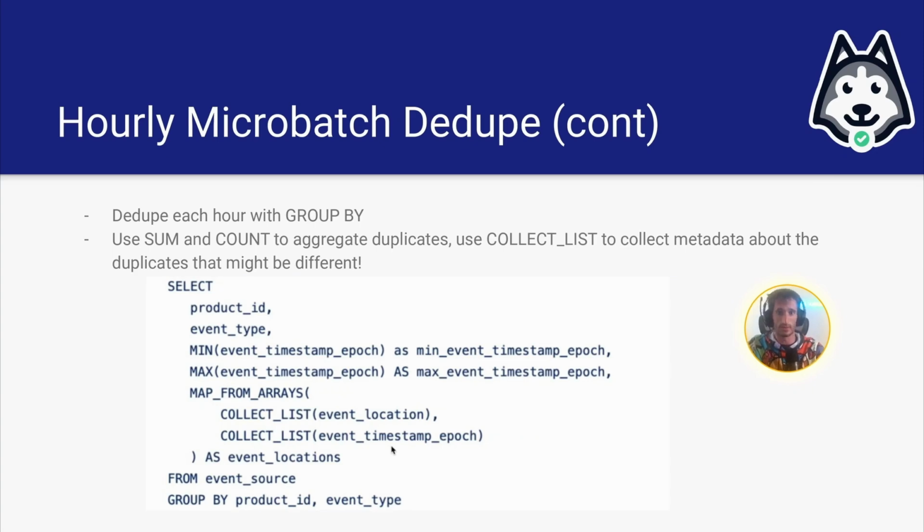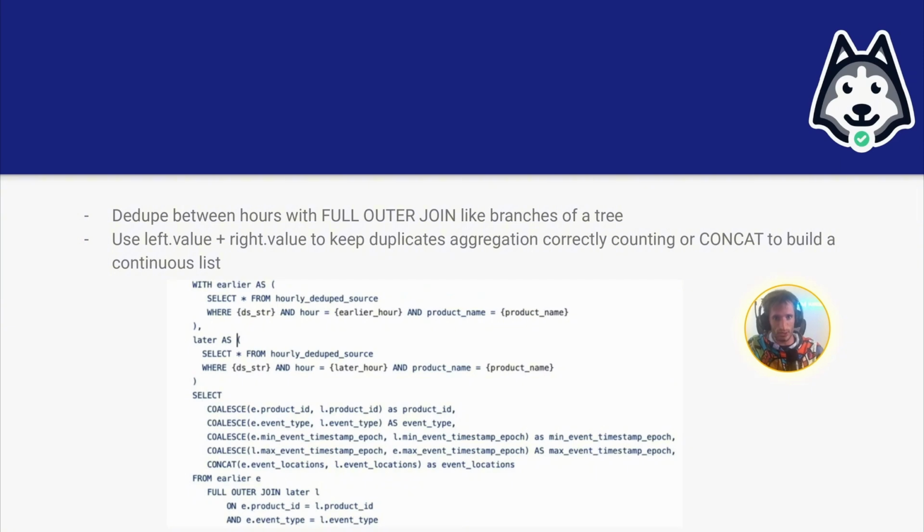So that's step 1. Then step 2, what you do is a full outer join between hours 0 and 1, or hours 2 and 3, or hours 4 and 5, etc. What this full outer join does is eliminate duplicates across hours. So if there's a duplicate that happened in hour 0 and in hour 1, this full outer join would get rid of that duplicate, so that you have a deduped 2-hour event stream.